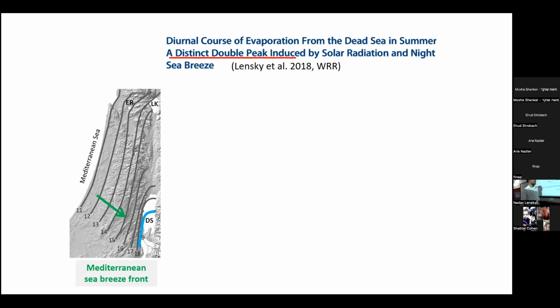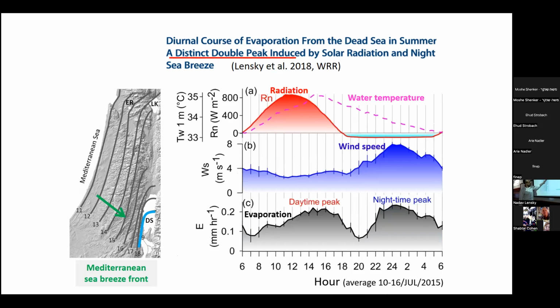But another thing is the wind. The wind, as you know, departs the coastline at noontime in summer, and the front migrates in this direction and reaches the Dead Sea during the evening after sunset. So we have a very interesting problem here over the diurnal cycle.